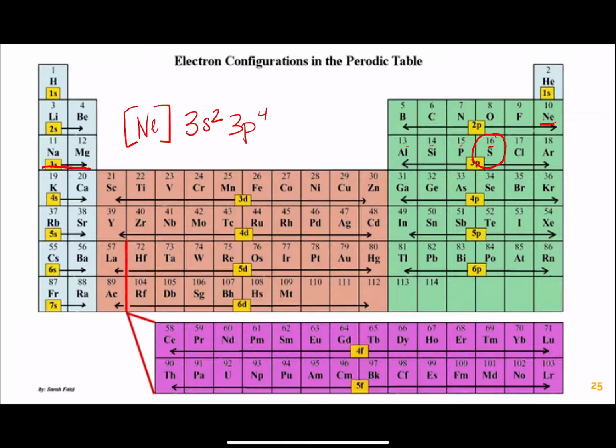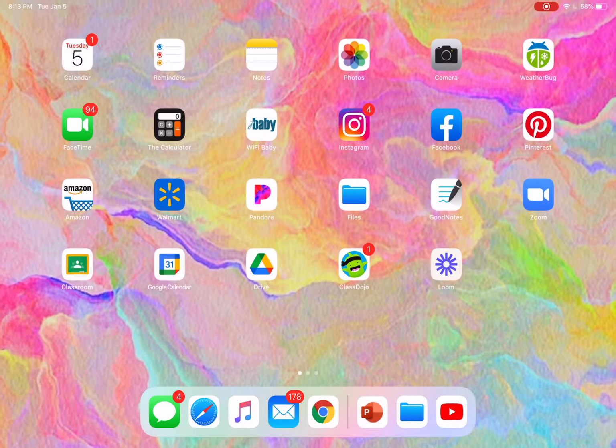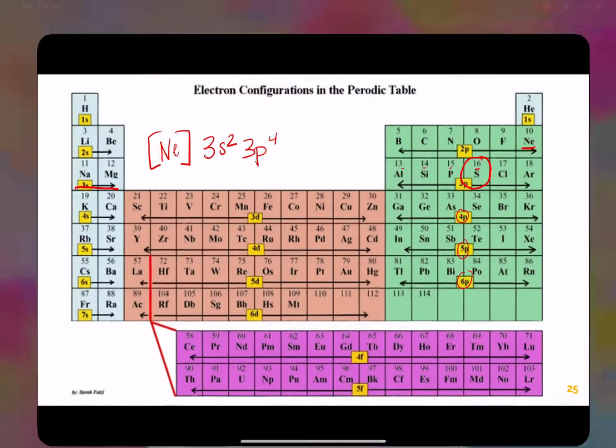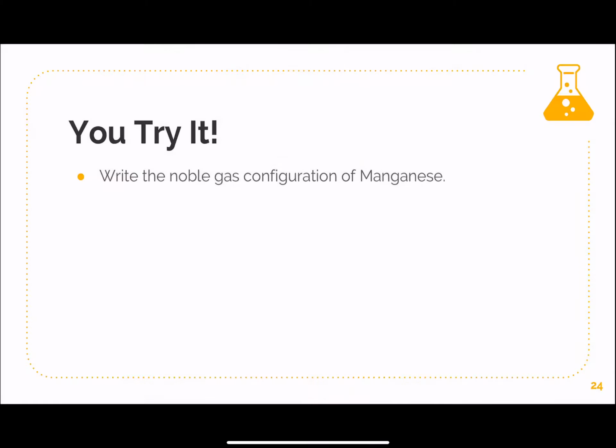This periodic table is a little easier because it has these little helpful hints written in for you. That may be something you want to come back and reference. I don't remember if I put this in your notes handout or not. But you try this one: the noble gas configuration of manganese. I'm going to pause for just a second and give you a minute to work on it, and then we'll look at it together.